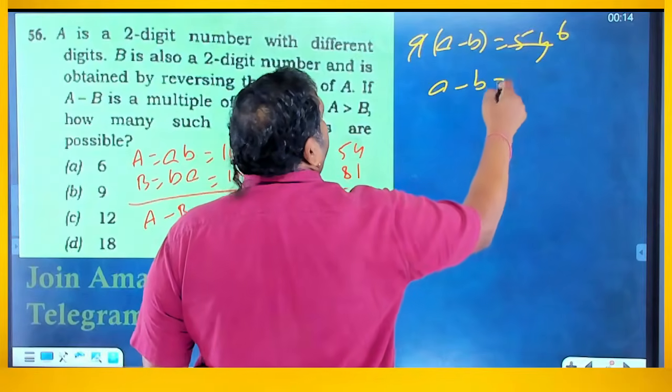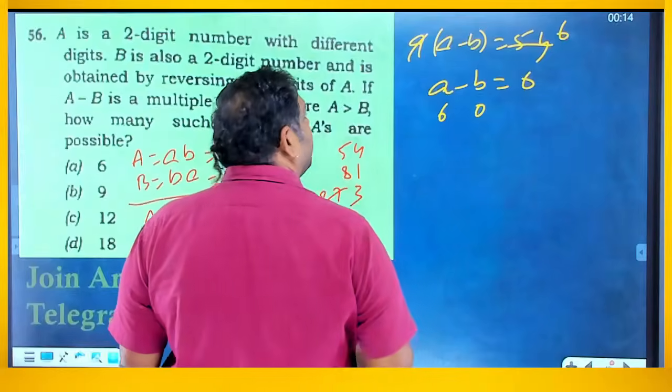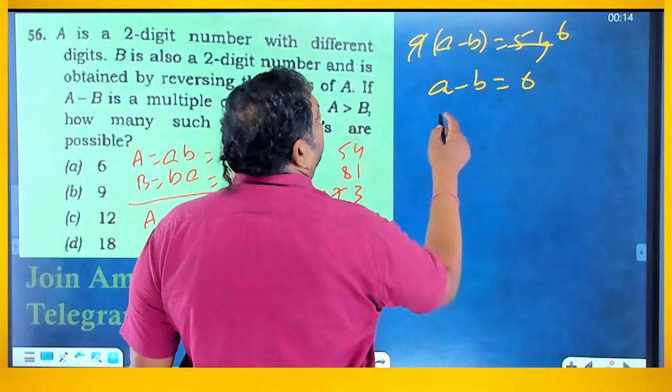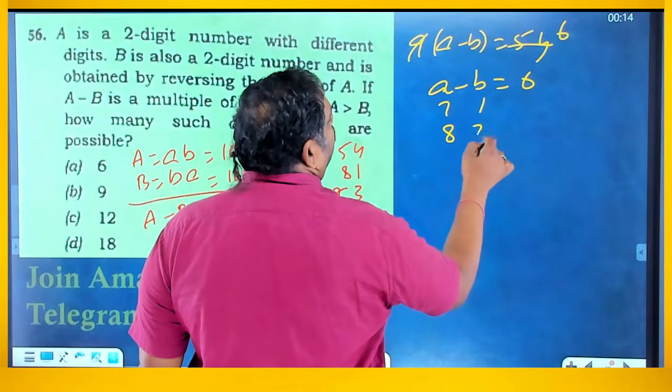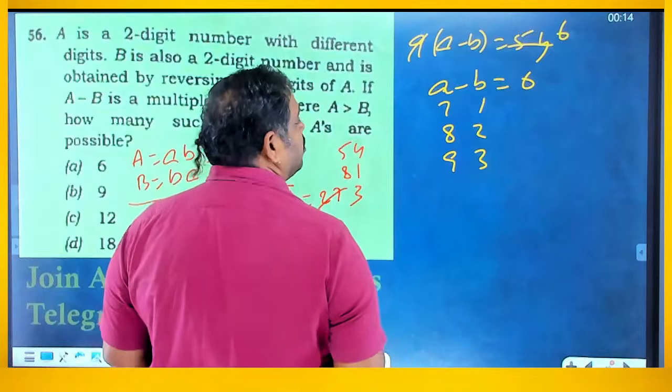A minus B is equal to 6. To get 6, 60 is not a possibility because I said that we should avoid both zeros, right? Okay. Now 7 and 1, okay. 8 and 2, okay. 9 and 3, okay. Fine. So 3 possibilities we have here, 6 possibilities.